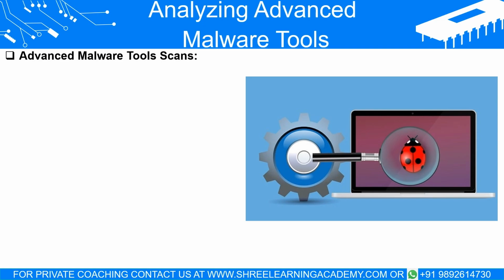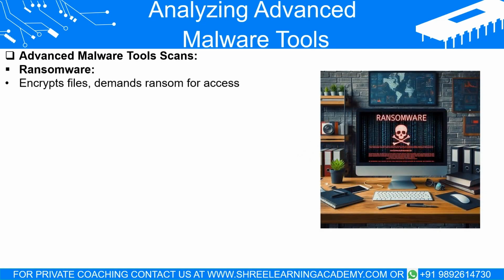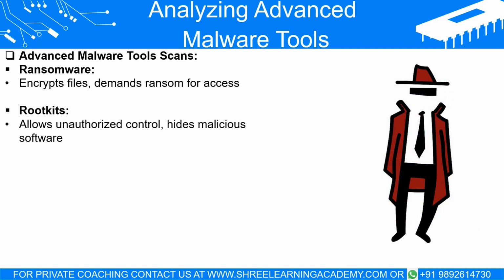Understanding advanced malware tools. Advanced malware tools include scanners for ransomware, rootkits, and PUPs. Ransomware is malicious software that encrypts a victim's files. The attacker then demands a ransom from the victim, promising, not always truthfully, to restore access to the data upon payment. A famous example of ransomware is WannaCry, which infected hundreds of thousands of computers worldwide, locking users out of their data and demanding Bitcoin as payment.